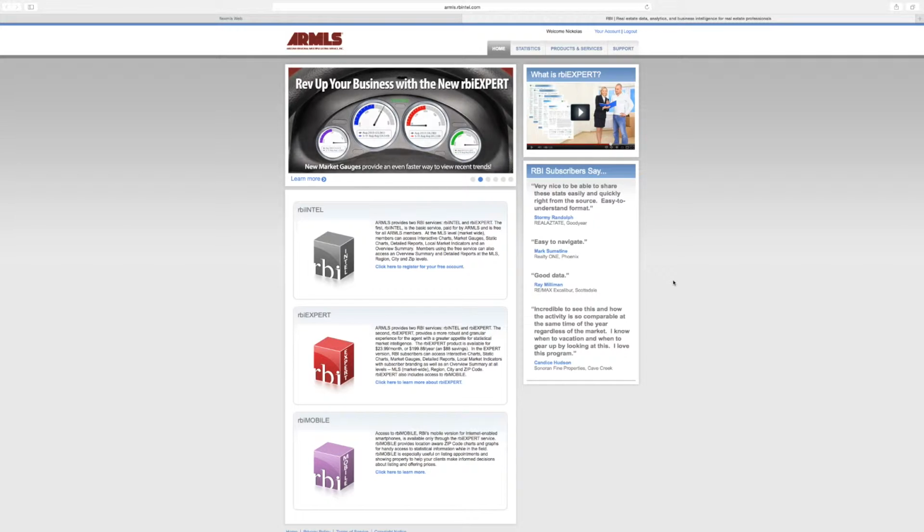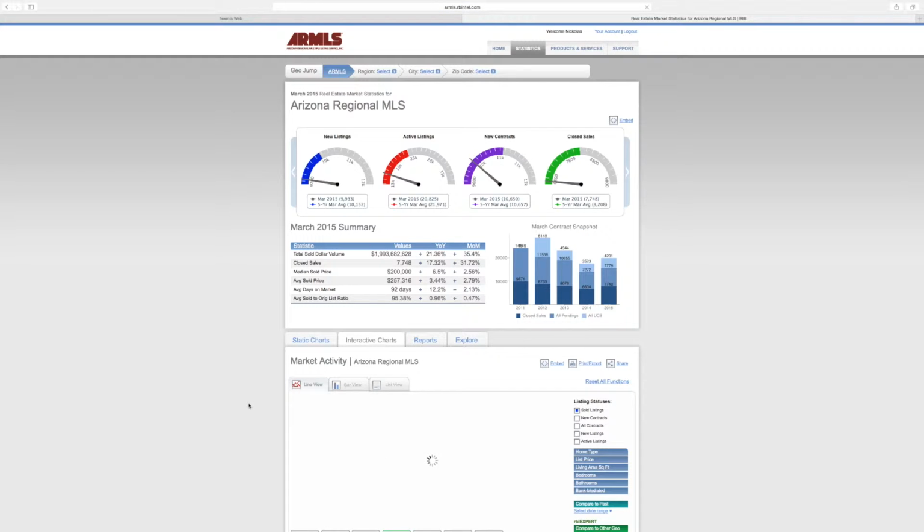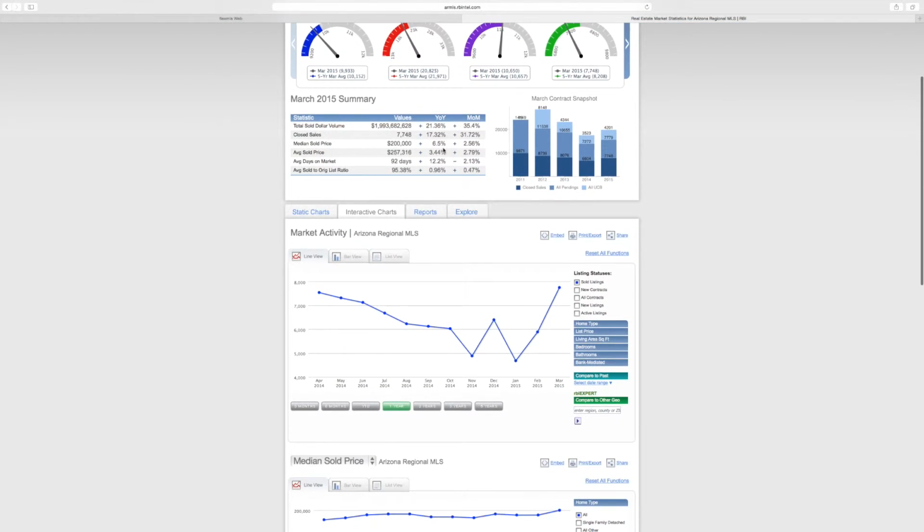Before you get scared of it, this is going to cut so much time out of pulling stats and showing value to people. It's well worth it. So let's jump to the statistics page. This is going to be what is going on in Arizona right now. It has what's been selling, new contracts, closed contracts. So it has the big numbers.